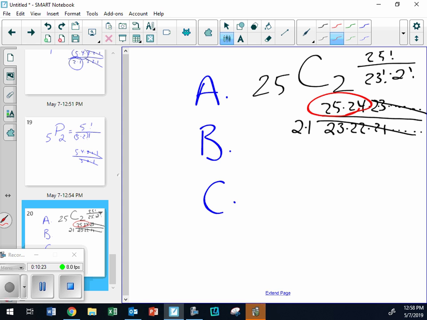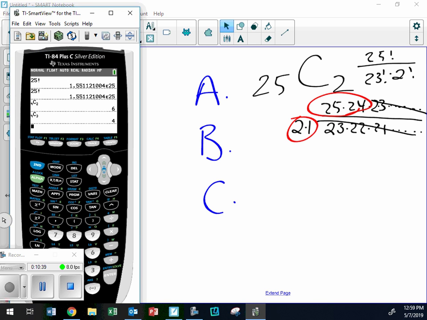So I'm going to go 25 times 24, and I'm going to divide it by 2. So it isn't that bad by hand, but be a little nicer if you had a calculator. So I'm going to show you how to do it, 25C2 on a calculator.